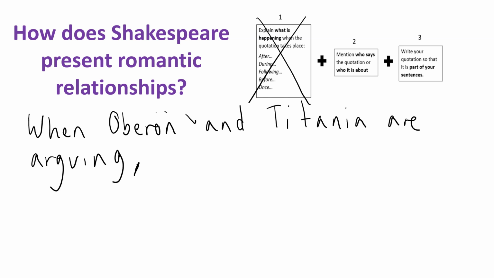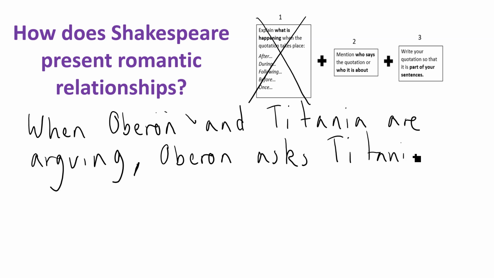Then I need to mention who says it, who the quotation's about, what's happening. So I know Oberon says it, and he says it to Titania. So I'm going to write, when Oberon and Titania are arguing, Oberon asks Titania. No one else is involved, so that step is done.